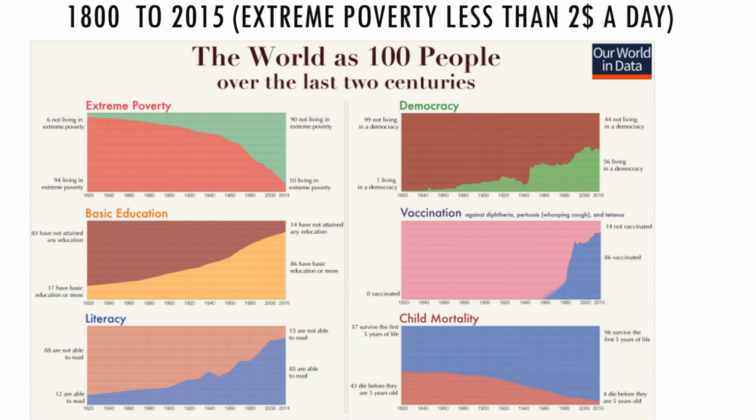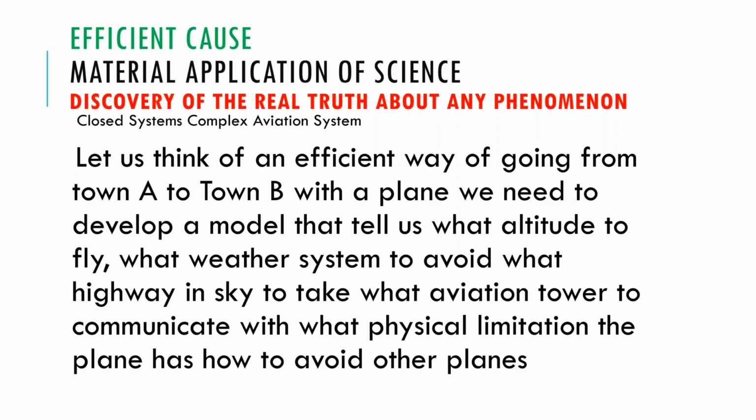Child mortality, this is very important. 43 out of 100 kids would not make it past 5 years old. 43% in 1800. So let's look to see what was the source. So now we're going to efficient cause. This is material application of sciences, discovery of real truth, and closed system.